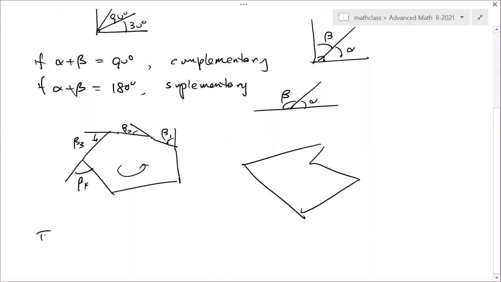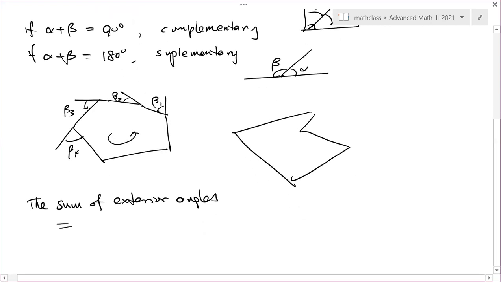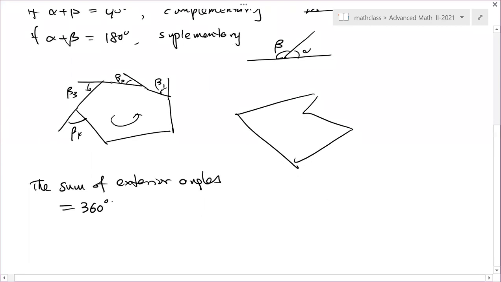So we find out the sum of exterior angles is always equal to 360 degrees. It's always 360 degrees, independent of the number of edges.